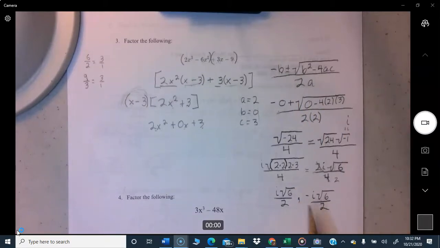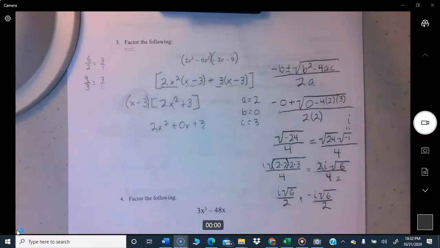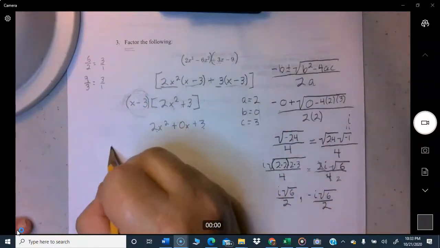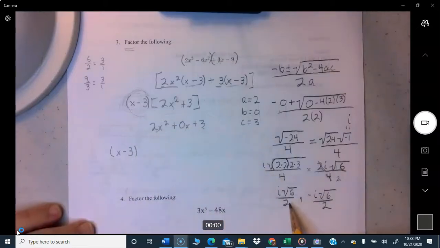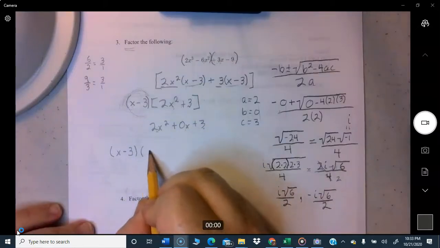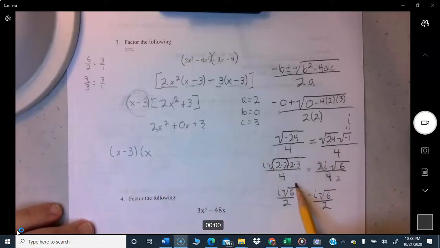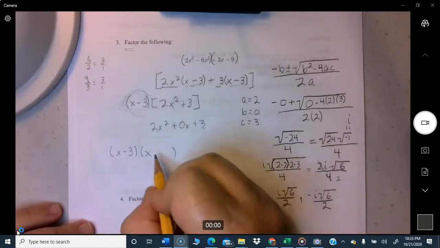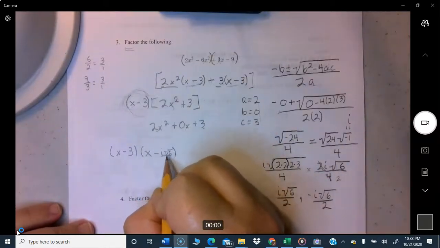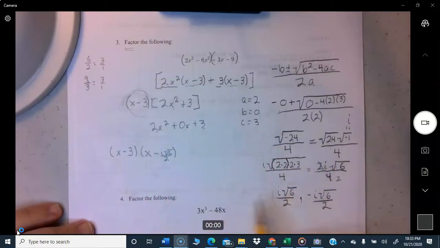Okay, now this time it's not asking us for the zeros or the roots. It's asking us for the factors. So we already have one of them, x minus 3. Okay, so what we have to ask ourselves is, if I put this in for x, what does this have to be so that it will be 0? Well, if I put this in here, then this is going to have to be negative i root 6 over 2. So if I put that in there, that minus that would be 0.